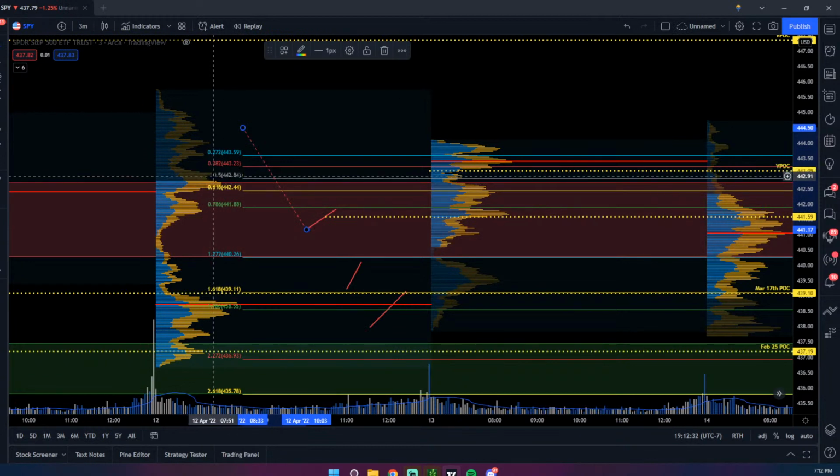So the 0.5 level, if a bull flag or a bear flag, if the candles come back and touch this 0.5 level, it will actually invalidate the bull flag or bear flag. At that point, you no longer have a bull flag or a bear flag.